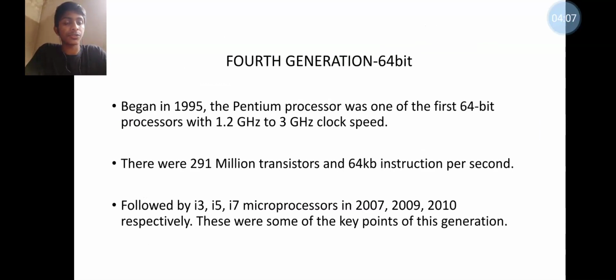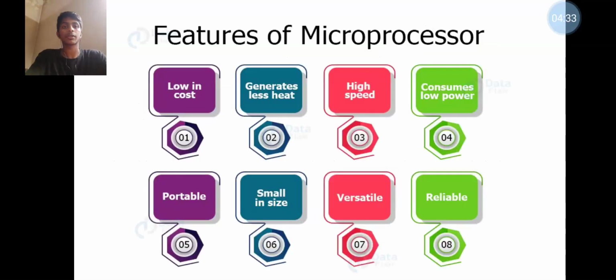Fourth generation 64-bit. Began in 1995, the Pentium processor was one of the first 64-bit processors with 1.2 GHz to 3 GHz clock speed. There were 291 million transistors and 64 KB instruction per second, followed by i3, i5, i7 microprocessors in 2007, 2009 and 2010 respectively. These were some of the key points of this generation.